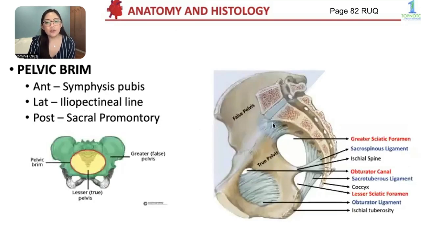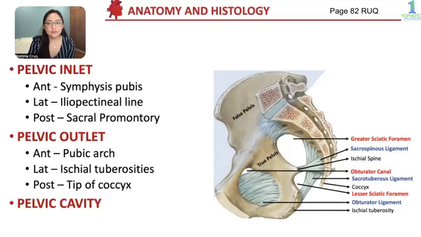So the true and your false pelvis is divided at the pelvic brim, which is bound anteriorly by your symphysis pubis, and then laterally by your iliopectineal line, and posteriorly by your sacral promontory. Yung false pelvis nyo is the area above the pelvic brim, and it's also known as your greater pelvis or your pelvis major. And the area below the pelvic brim is also called your true pelvis, or the lesser pelvis, or your pelvis minor. So your pelvis is divided into 3, your inlet, your outlet, and your pelvic cavity.